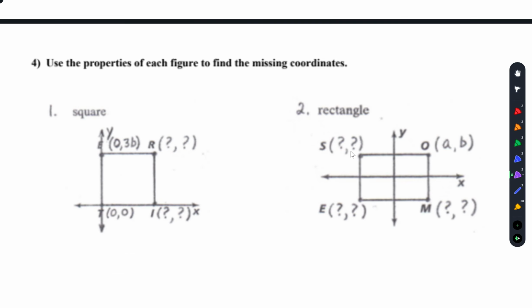I really like this section. It's a little bit different than what we just did. There are no big formulas. We are going to take a look at these quadrilaterals.